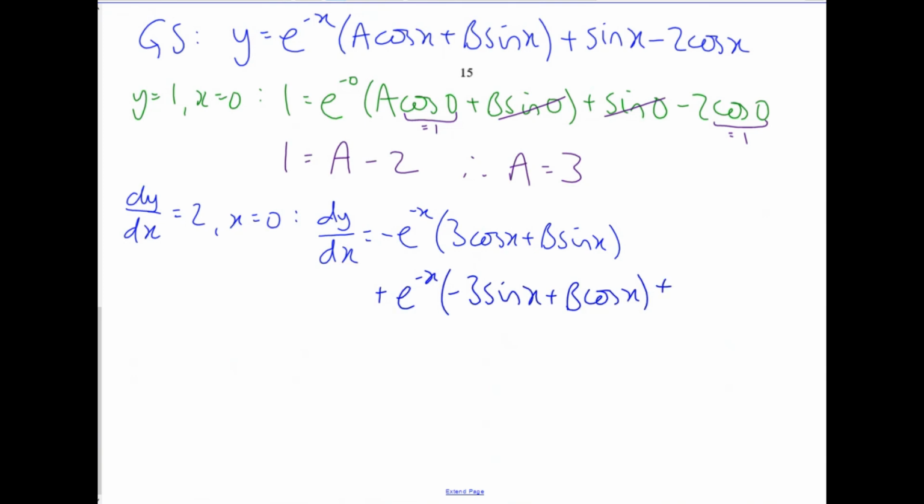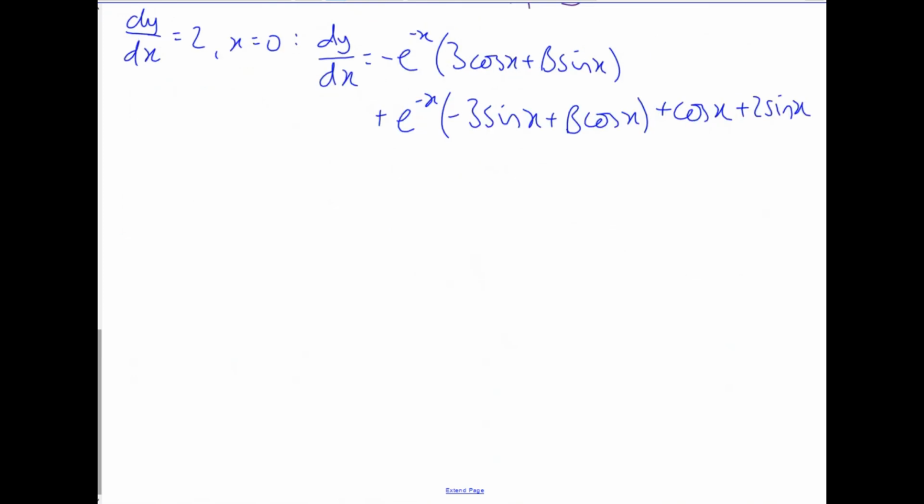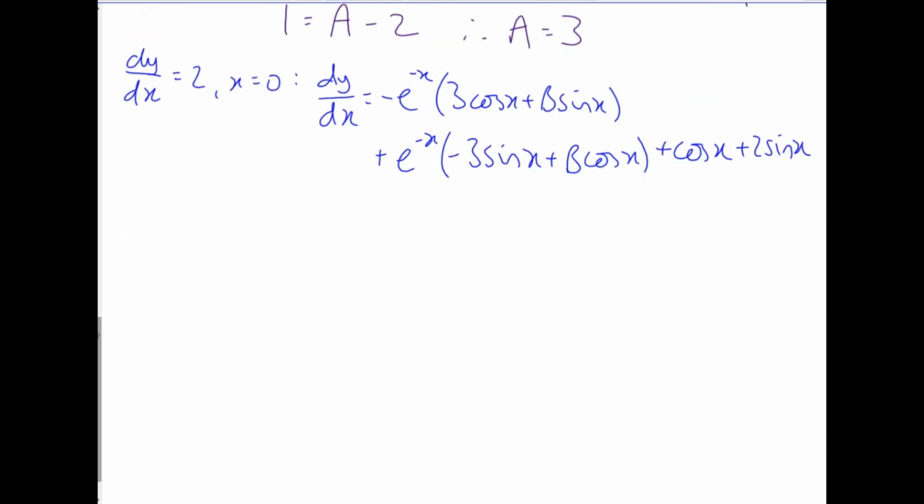Differentiating the sine x goes to cos x. Differentiating the cos x goes to minus sine x. So you get cos x plus 2 sine x. That's me differentiating my general solution to get dy by dx. Now I'm not going to simplify this. I mean, you could factorize e to the minus x if you really want to, but I'm not going to.